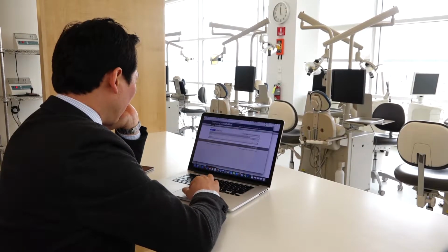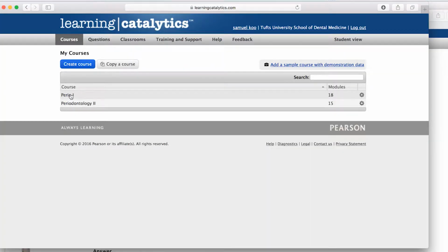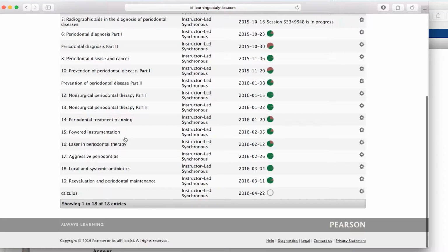With Learning Catalytics, we can gauge in real time whether all the students present in that lecture are understanding the content of our lecture or not. So if, for example, I challenge our class with a specific question, and only 40% of the class gets the question right, that gives me real feedback in real time so that I can address that issue right there on the spot in the classroom.